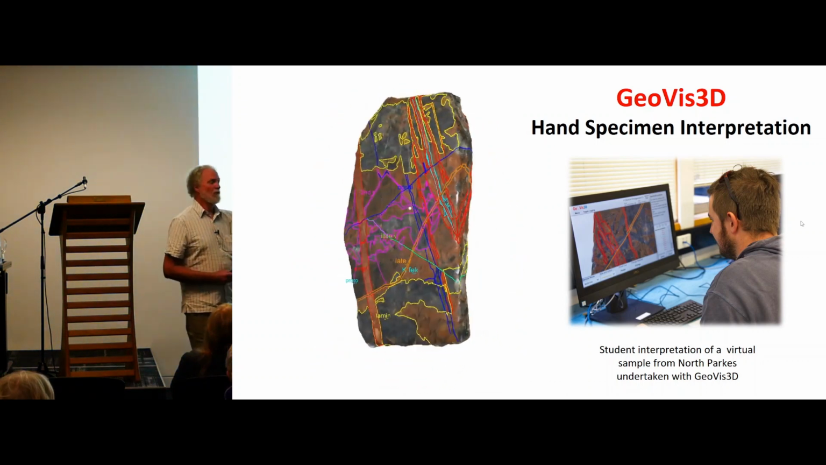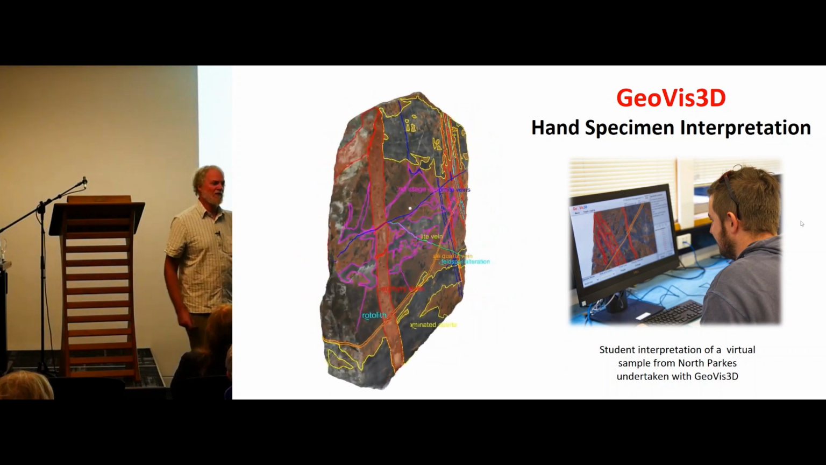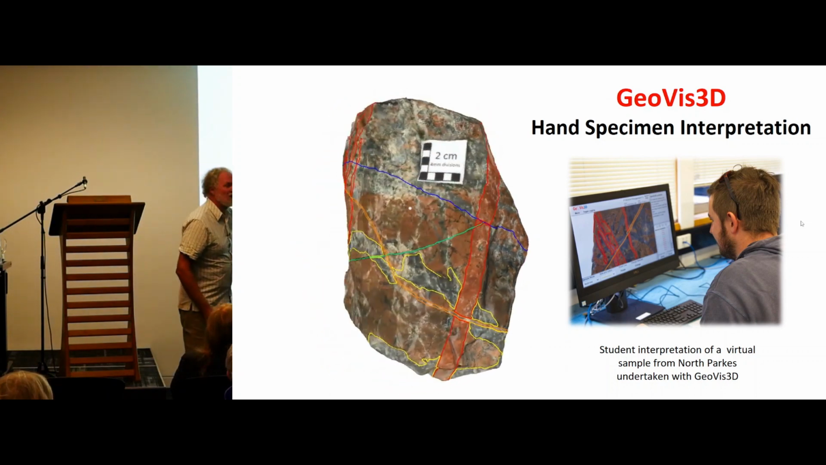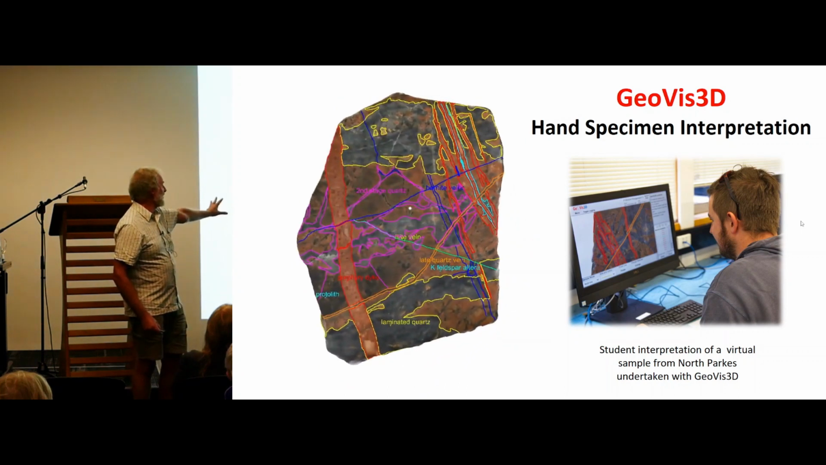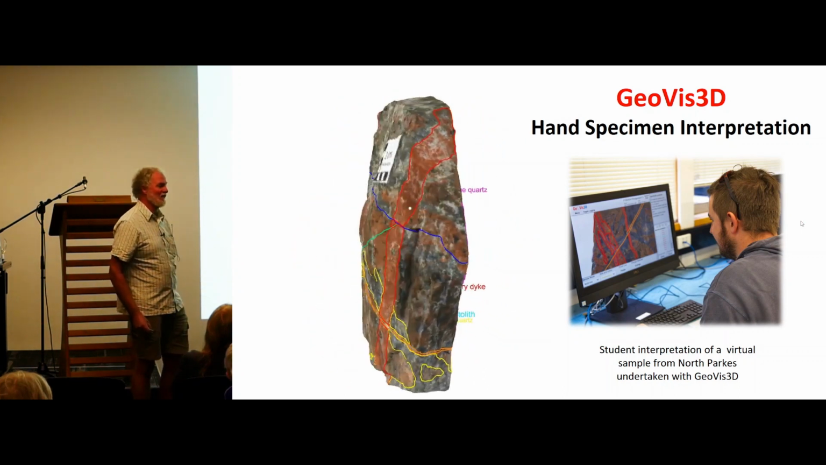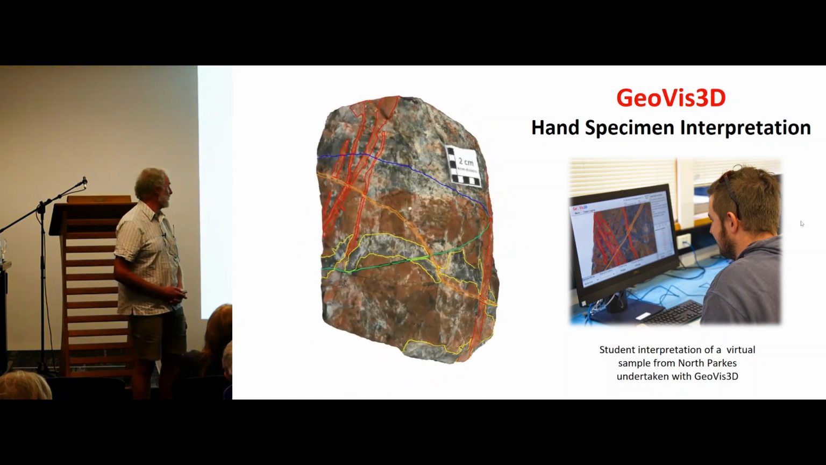But what we did was put the rock there, but we gave them the digital representation of the rock, and then they had to make their interpretation of what's called the paragenesis of the mineralogy in this rock. And this is Hugh's interpretation of the paragenesis of this rock, done in a fully digital situation.